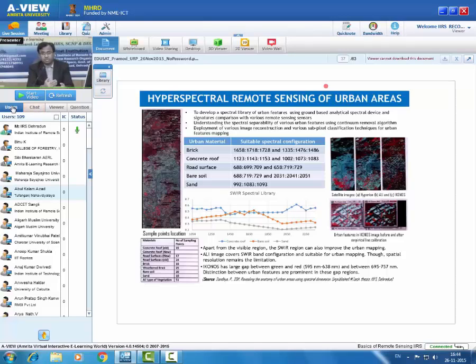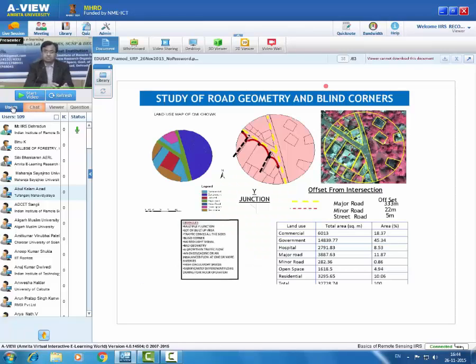But the only point here is that the data which is available as of now is Hyperion in the archive mode, but the spatial resolution is coarser. But we understand that in the near coming time, we are going to have satellite data which have both hyperspectral as well as higher spatial resolution characteristics.